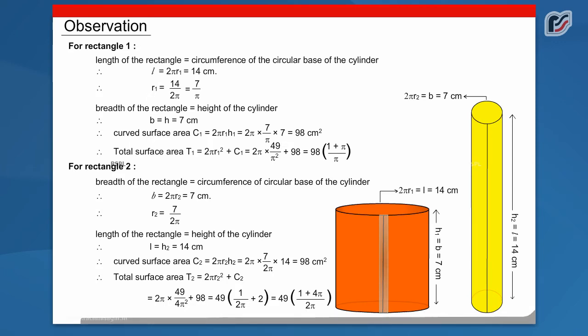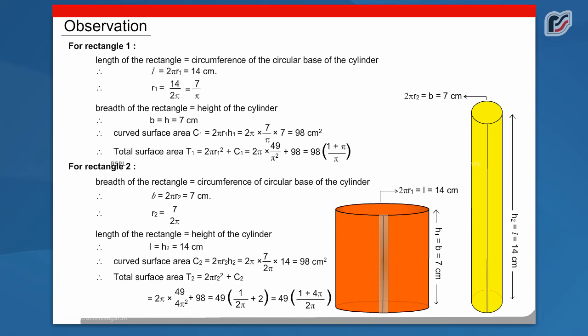Observation: for rectangle 1, length of the rectangle is equal to circumference of the circular base of the cylinder. Therefore, L is equal to 2 pi r1 equal to 14 cm. r1 is equal to 14 by 2 pi, equal to 7 by pi. Breadth of the rectangle is equal to height of the cylinder. B is equal to h equal to 7 cm.